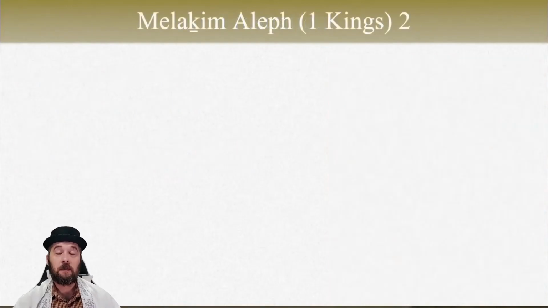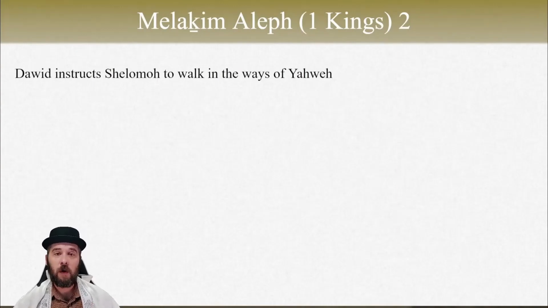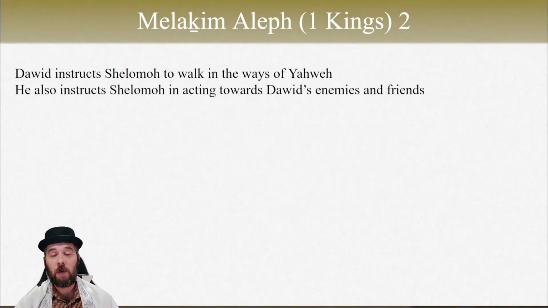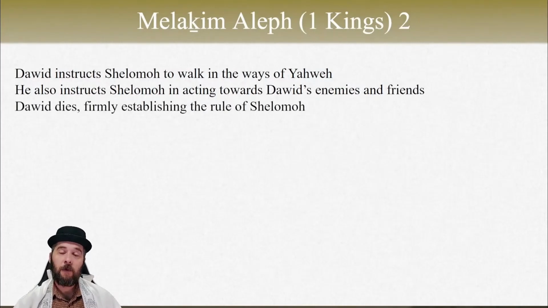Then we go on to the second chapter of First Kings. And David has a talk with Shlomo, and he's instructing him on how to go through his life and to make sure to walk in the ways of Yahweh, do right, all this good stuff. He also instructs Shlomo in how to act toward both David's enemies and David's friends, which will come into play here in just a moment near the end of chapter 2. And then, like every human being does, David dies, and this firmly establishes and solidifies Shlomo as king.